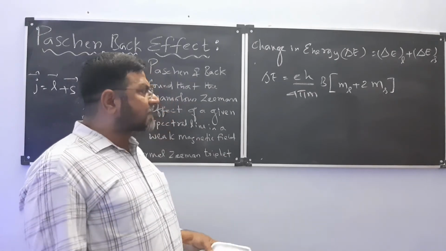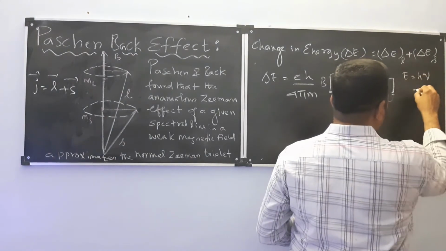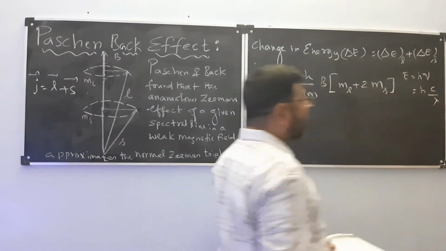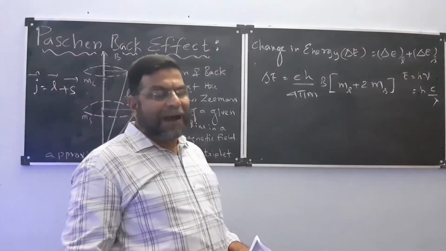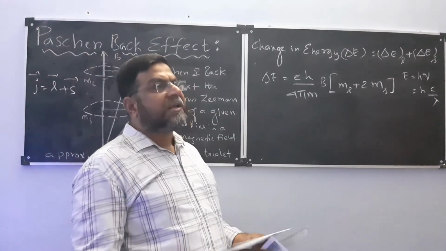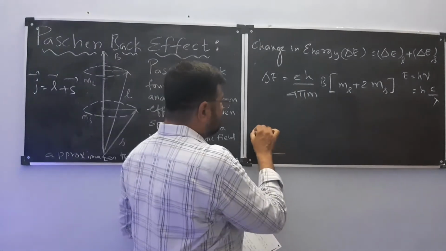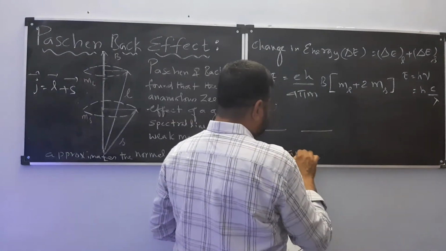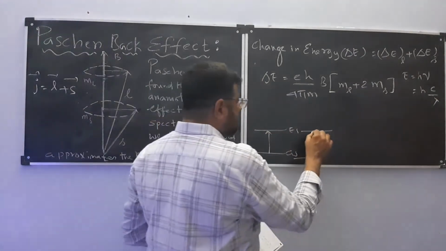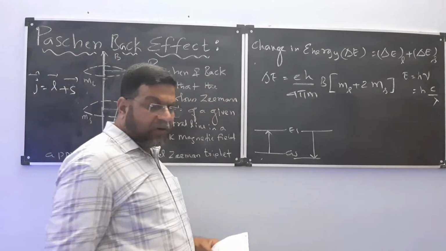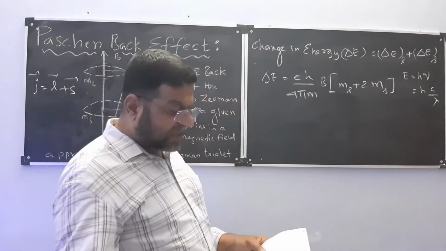We can write this in terms of frequency also. I told you E is equal to h nu, or it can be written as hc by lambda. Nu is frequency, c is the velocity of light, and lambda is the wavelength due to the change in transition. I told you there are 2 types of transitions. This is the ground state, this is the excited state. If it is moving from ground state to excited state, it is absorption. If it is moving from excited state to ground state, it is emission. This is known as transition.